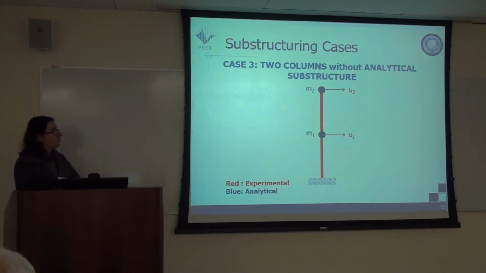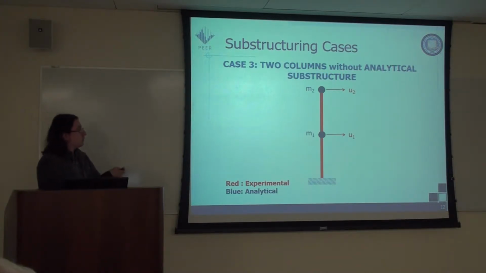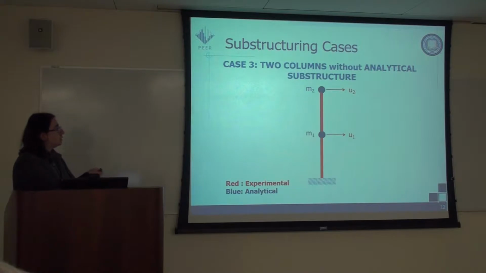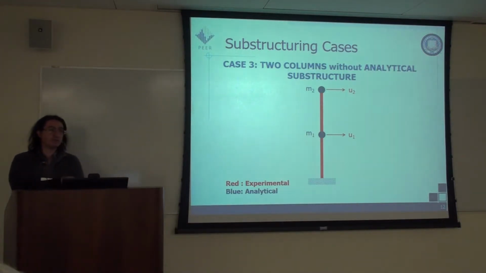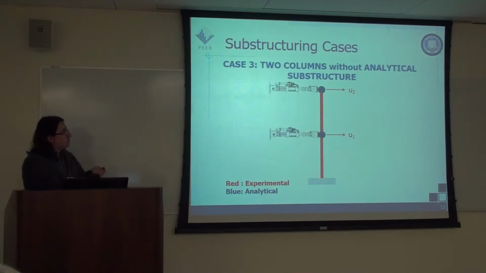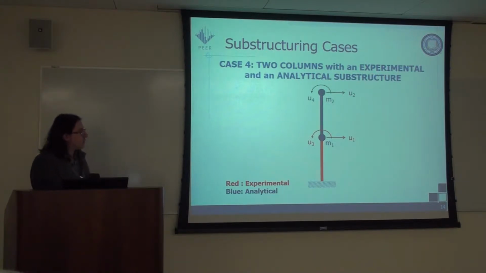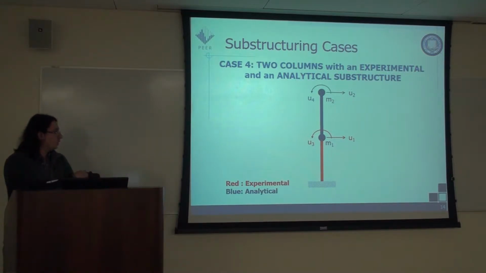If we have 2 columns tested in this configuration with 2 translational masses in the computer, again we have 2 dynamic degrees of freedom, which are the experimental degrees of freedom, and basically we need 2 actuators to control these 2 degrees of freedom. And actually things slightly become complicated when we model one of the columns and when we test the other one.